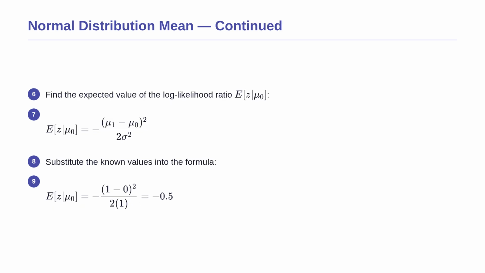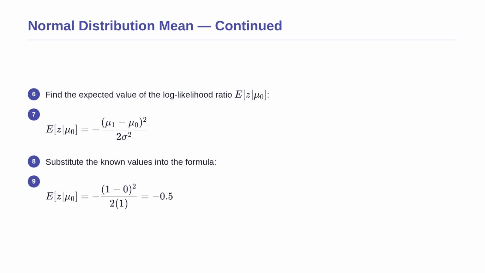Continuing with our example, we now need to find the expected value of the log likelihood ratio, assuming the null hypothesis is true. For a normal distribution with a known variance, this has a standard derived formula. This formula calculates the expected evidence per step. The numerator is the squared difference between the two hypothesized means, and the denominator is twice the variance.